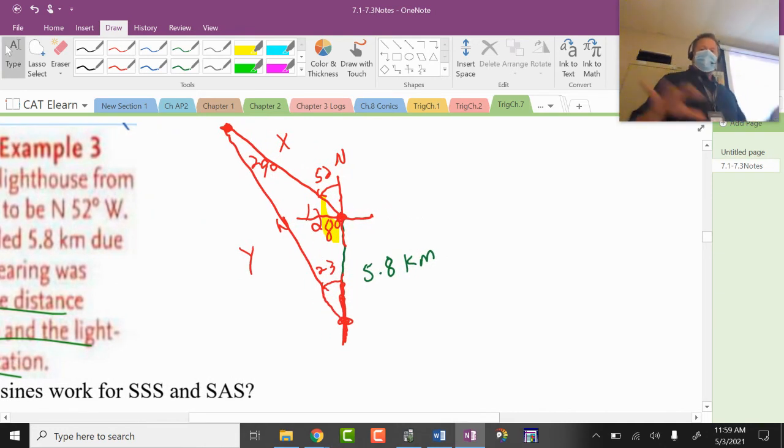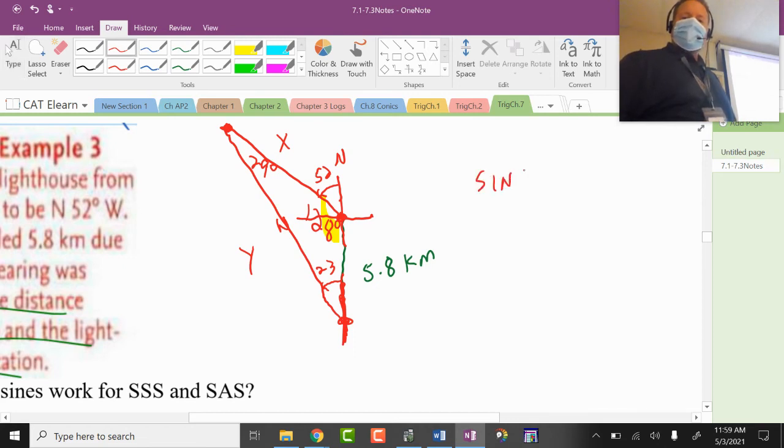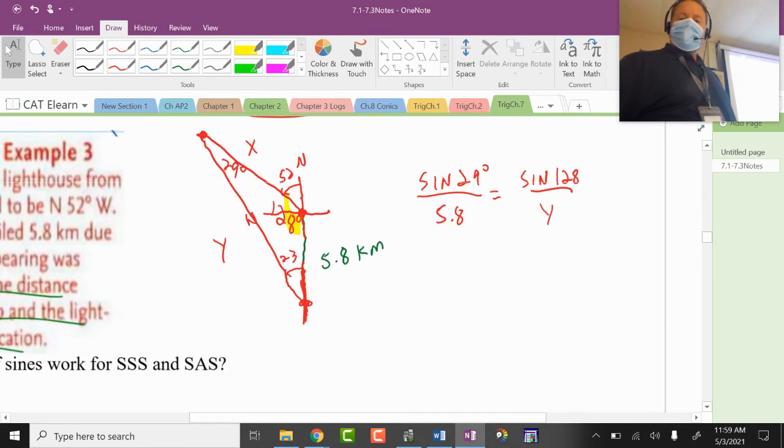And then I want to get on to moving on to the area formulas. So how do I find y? Well, first of all, the given is sine of 29 over 5.8. That's our given, and I'm going to use that to find y, which is opposite 128. And then you can go ahead and type on your calculator. And then the other equation is given sine of 29 over 5.8 equals sine of 23 over x.